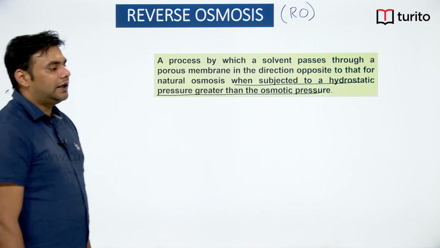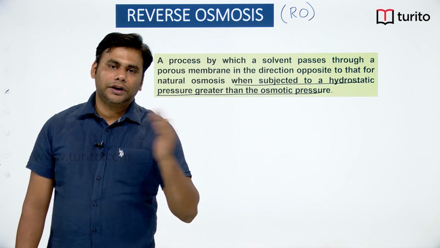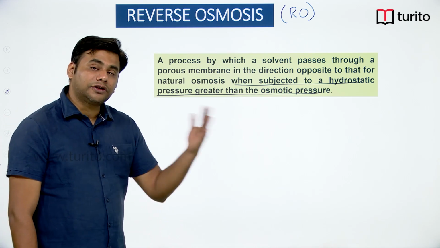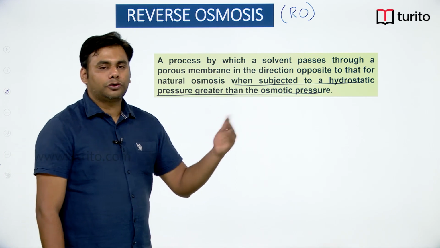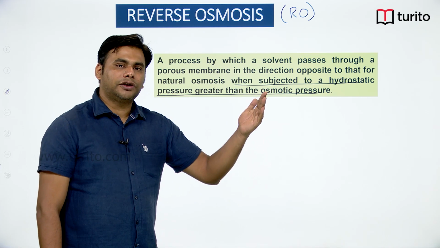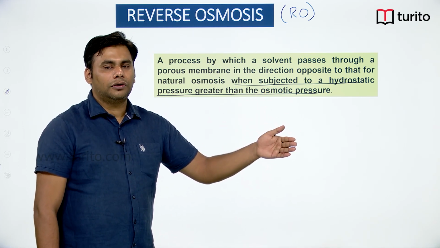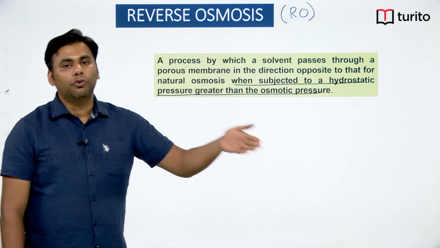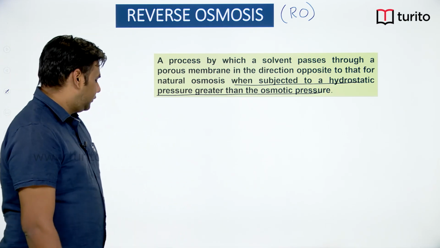So we say that in osmosis, solvent always moves from a region of high solvent concentration to a region of low solvent concentration. But in reverse osmosis, the reverse of the natural osmosis occurs when a pressure greater than osmotic pressure is subjected to that side. When the pressure greater than osmotic pressure is subjected to that side, the solvent from the low concentration of solvent side moves to the region of high concentration of solvent. So hope you have written this.